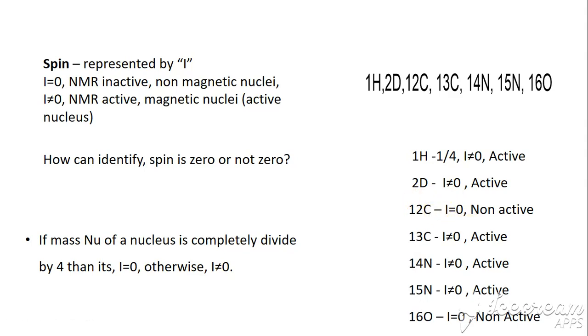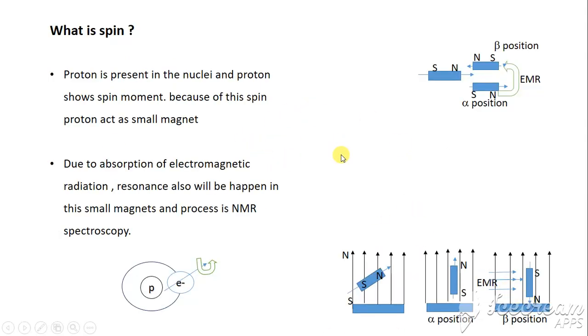In my next slide I will try to explain what spin is. Each and every nucleus has protons, and the proton shows a spin movement. Because of this spin, the proton acts as a small magnet. In this figure I will try to explain. This is a large magnet, and this is a teeny magnet, like a proton.